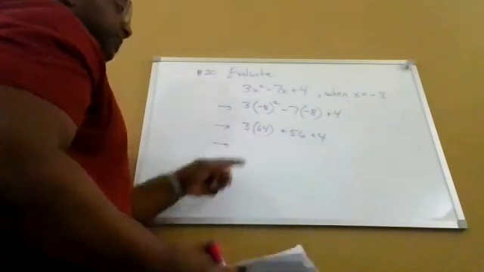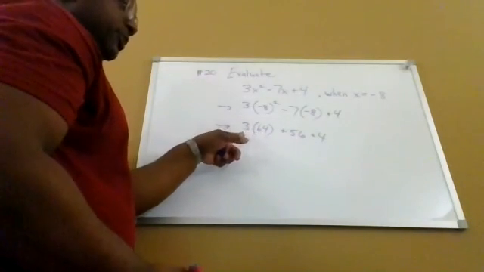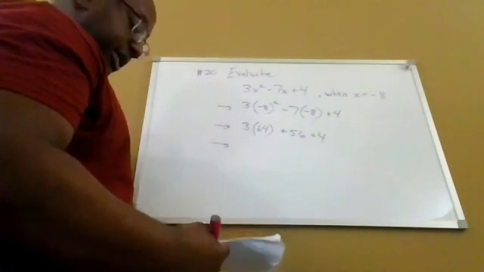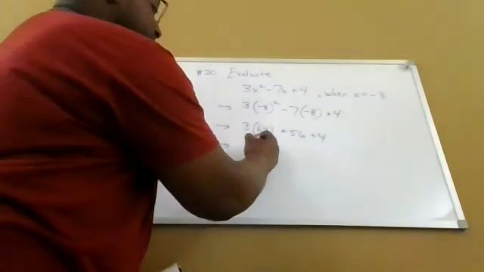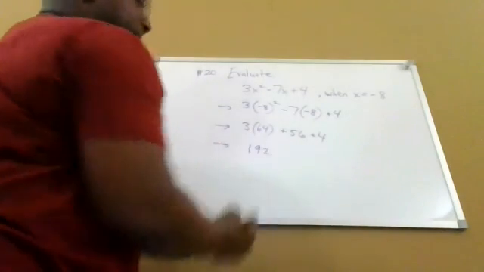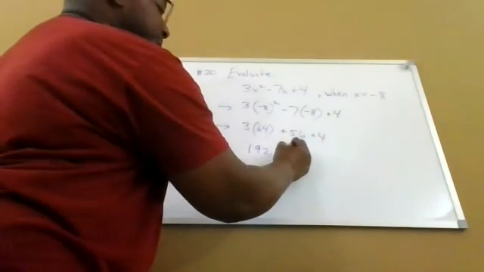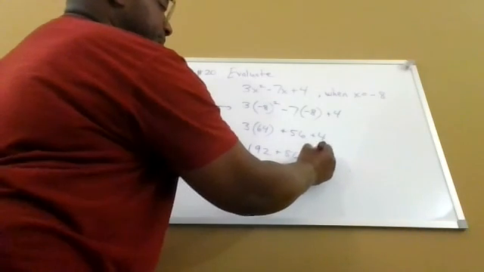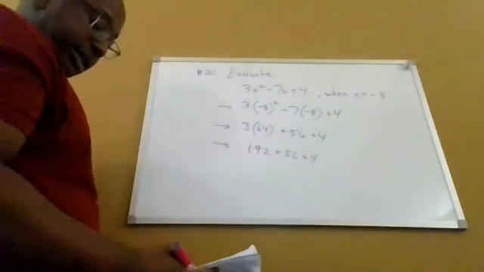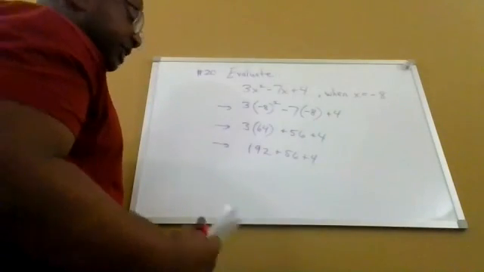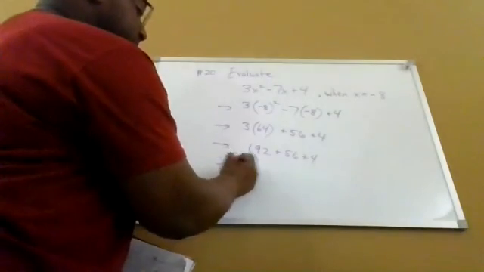And now 64 times 3, or 3 times 64, gives me 192, plus 56, plus 4. And when you add all those together, you get 252.